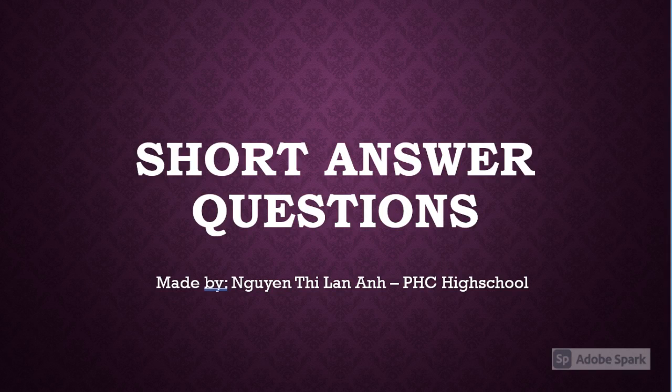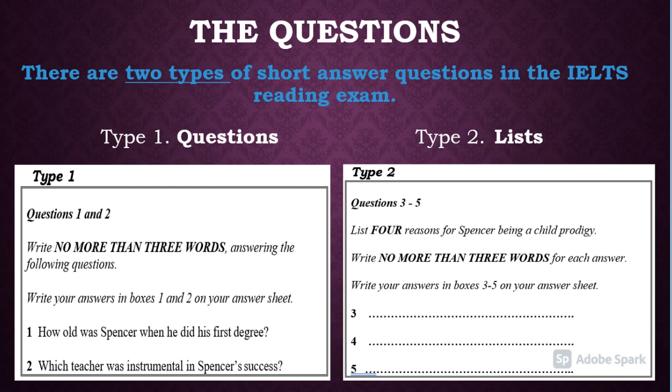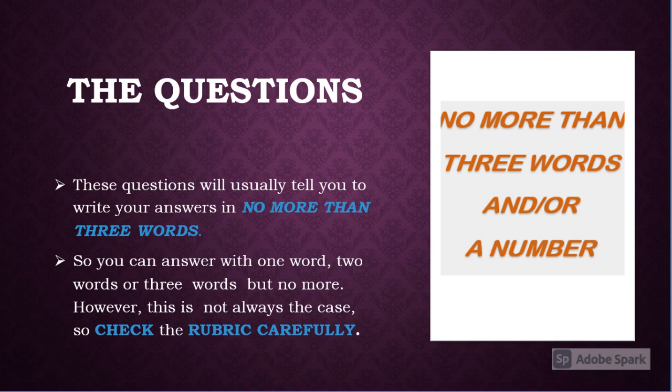Hi everybody, today we are going to learn about short answer questions in the IELTS reading skills. There are two types of short answer questions in the IELTS reading exam. The first is for answering the question by writing the answers on the answer sheet. The second is for listing the answer in boxes on the answer sheet.